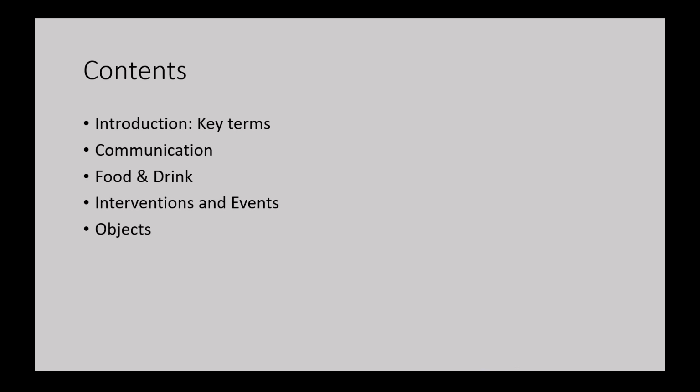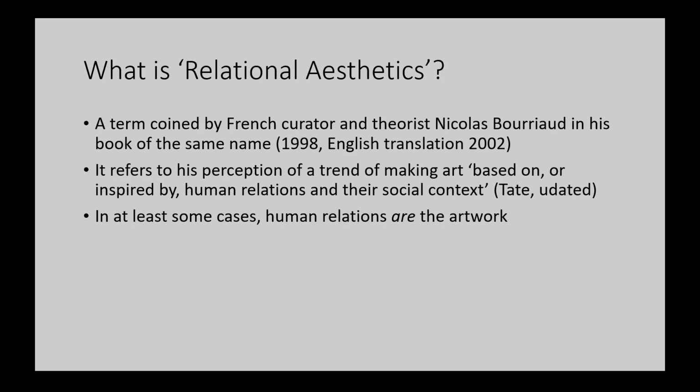The key terms associated with relational aesthetics, I'm positing, are communication, food and drink, so I'm categorizing these, interventions and events, and objects. But what is relational aesthetics, I hear you ask? Well, you're going to need to pay attention to this slide, because after this, you will understand what relational aesthetics is.